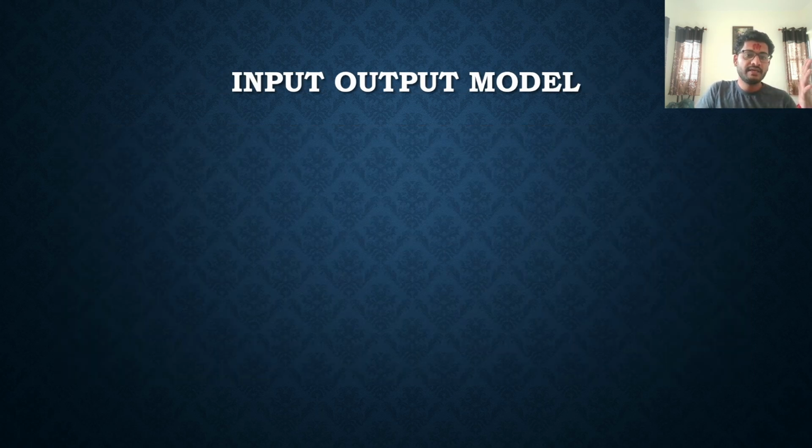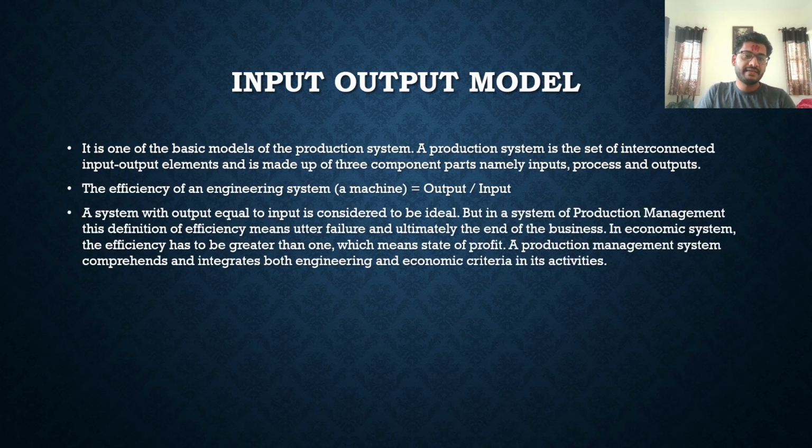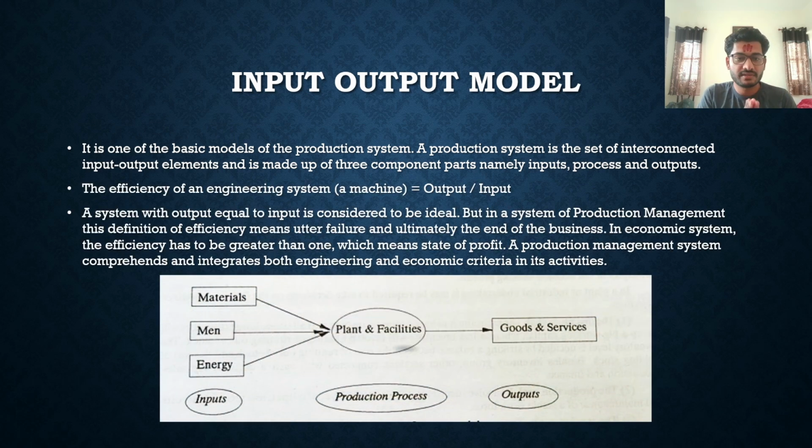Now when we talk about the input-output model for a production system, what it means is that the efficiency of the engineering system is calculated by output versus input, right? And the inputs are material, man, energy. The production process is your plant and facilities. In service, it would be your laptops, and the output would be goods and services. For the product oriented, it would be software and stuff like that.